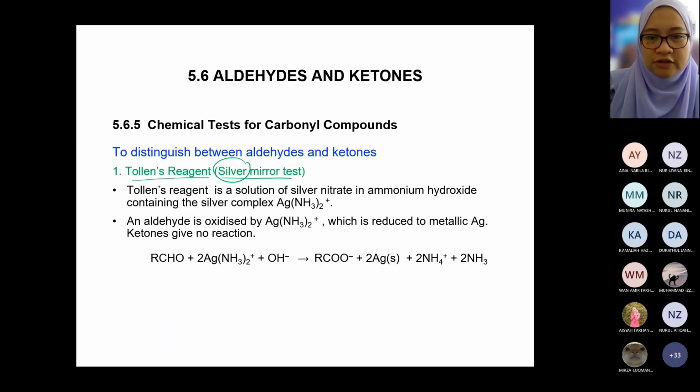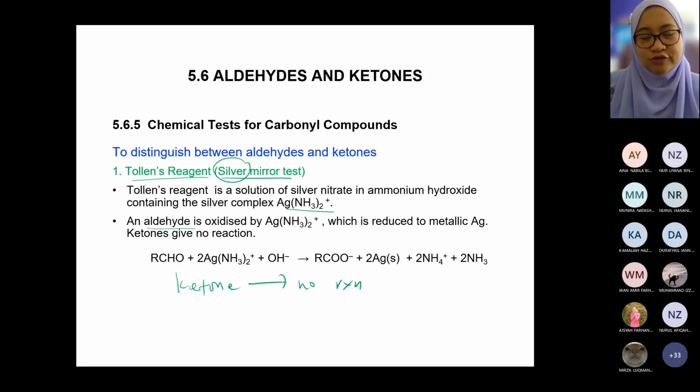Tollens reagent is a solution of silver nitrate in ammonium hydroxide containing the silver complex. So who will give a positive result to this silver mirror test? Is it ketone or is it aldehyde? The answer is aldehyde. Aldehyde will give a positive result to this silver mirror test, but not ketone. Ketone, no reaction. So we can differentiate ketone from aldehyde. Aldehyde will produce a silver mirror, whereas ketone will not.